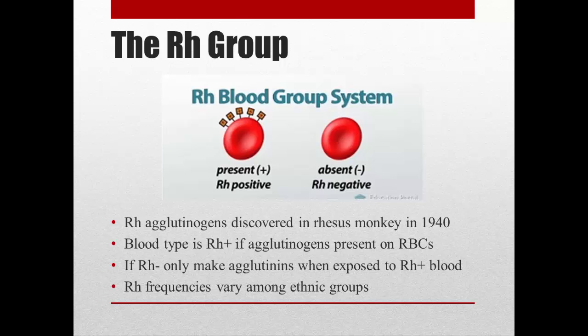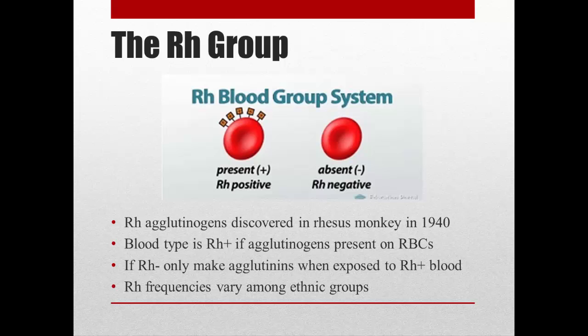Now, if a person's Rh negative, they're only going to make agglutinins when they're exposed to Rh positive blood. A person who's Rh positive obviously has Rh antigens, so they're not going to make Rh antibodies against it because that would fight their own blood. If a person's Rh negative, then they're going to make Rh antibodies, but only if they're exposed to Rh positive blood.